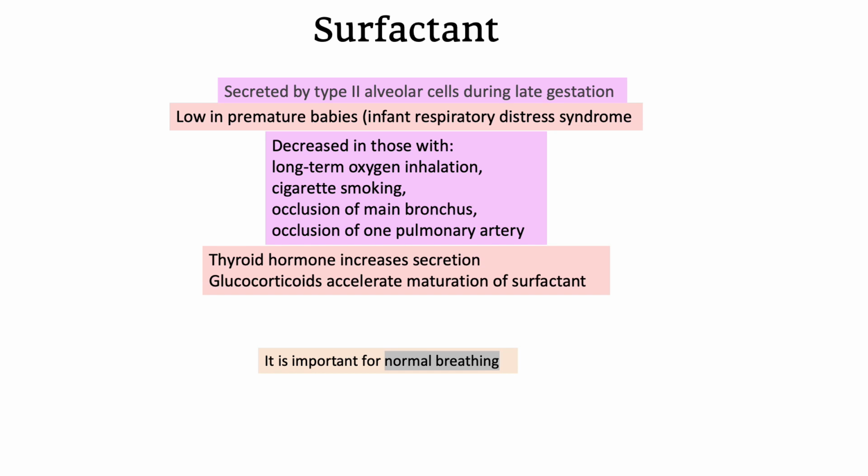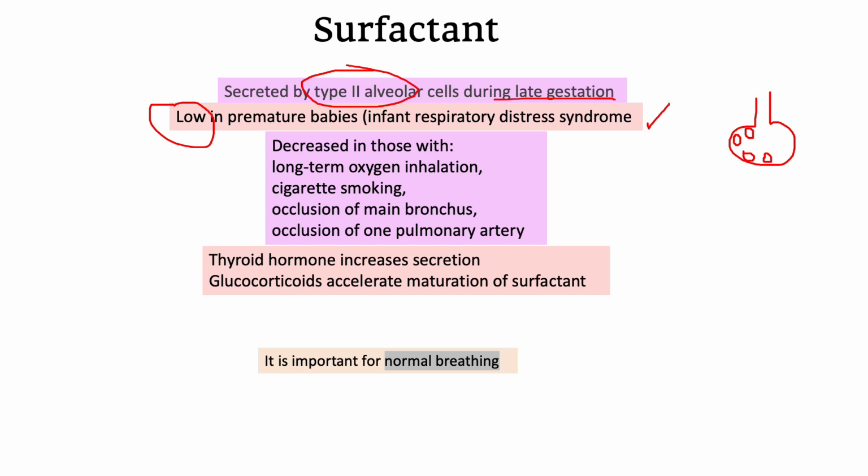Okay, as we have discussed before, surfactant is secreted by type 2 alveolar cells, and is secreted during the late gestation period. So if a baby is born prematurely, meaning born earlier than their gestational age, usually they have a low surfactant level because they don't have the time to secrete surfactant. So it will lead to infant respiratory distress syndrome. Here, what happens is when they are born, the alveoli will easily collapse because the surface tension is increased. So this is in babies.